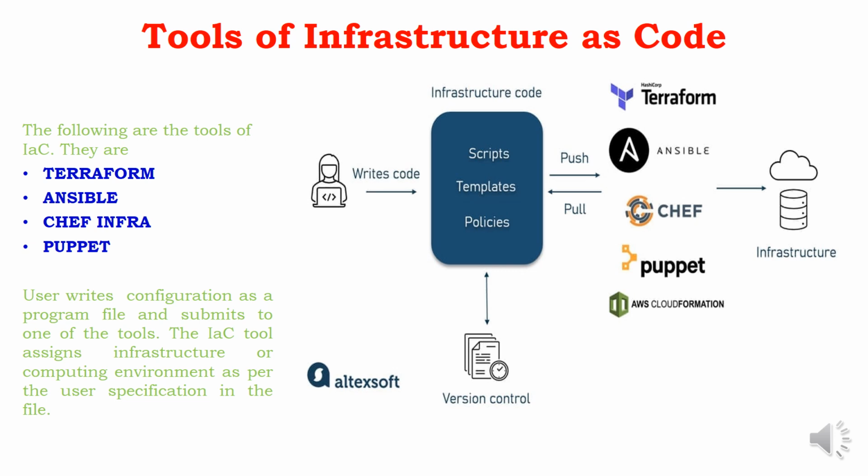Figure shows the different tools that are used for IaC. User writes configuration as a program file and submits to one of the tools. The IaC tool assigns infrastructure or computing environment as per the user specification in the file.